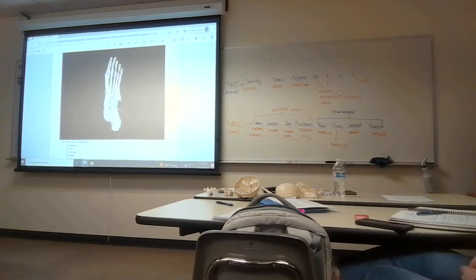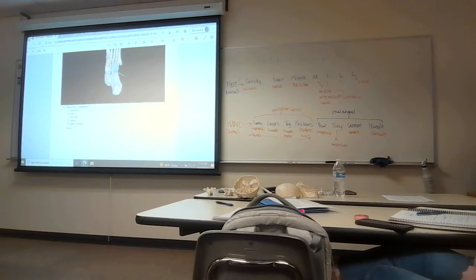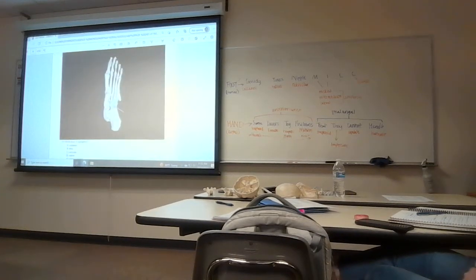And what is this bone called? Right behind the talus? Oh, that's a cuboid. That's the tarsal bone. Very front. You're looking at the bottom half.